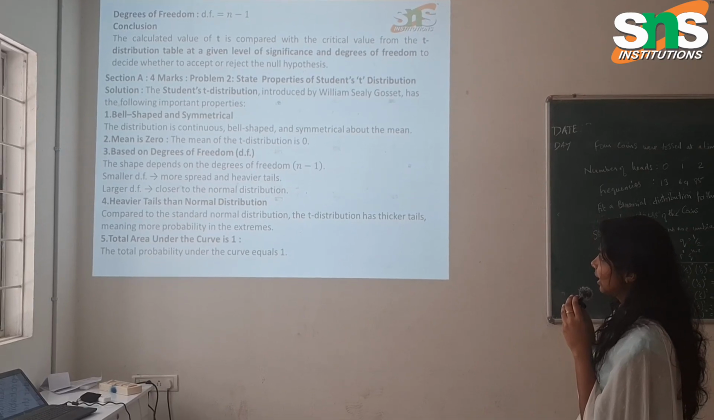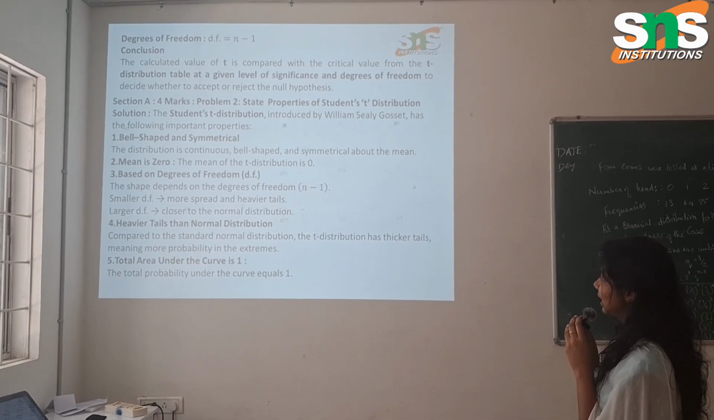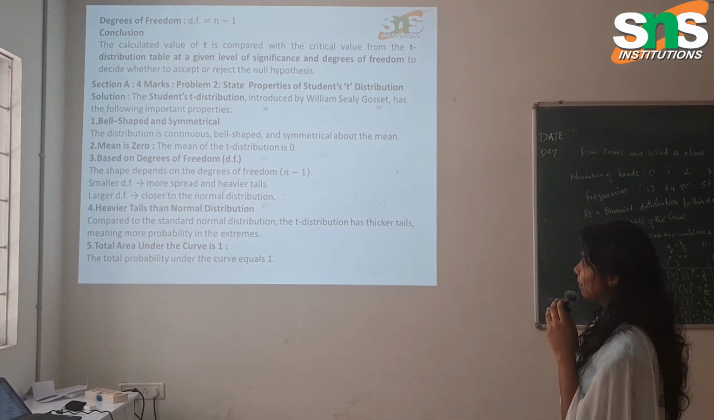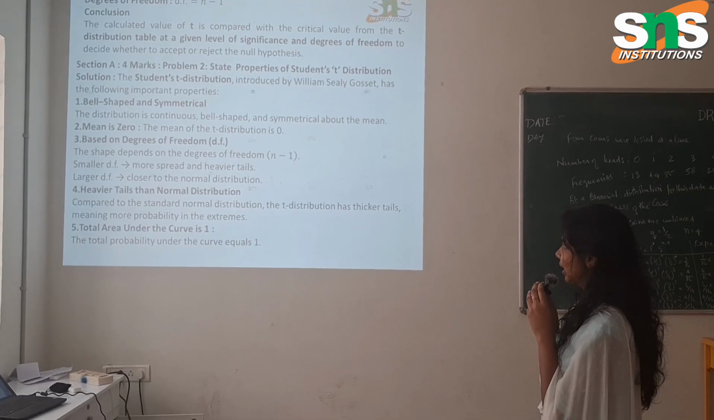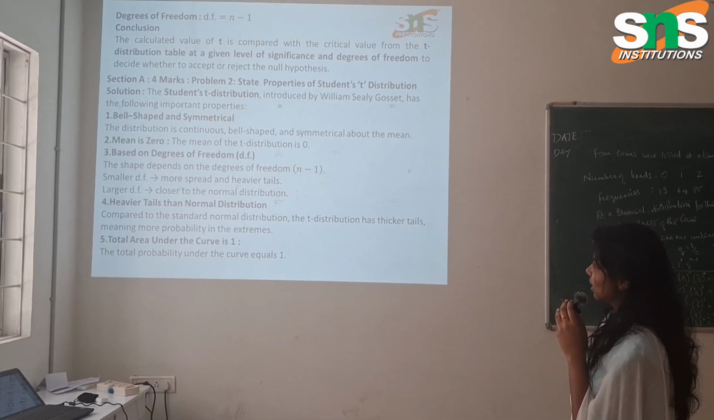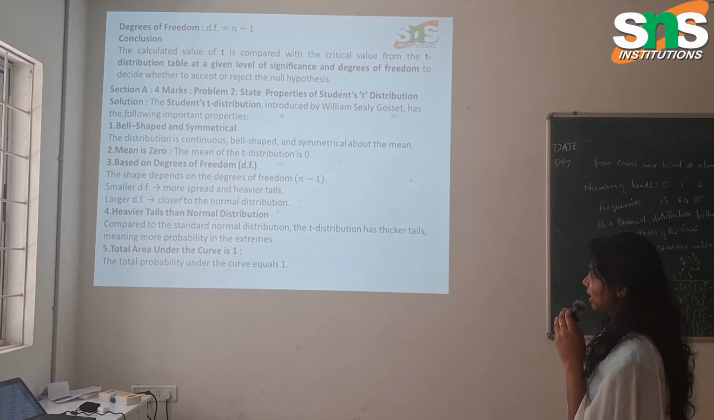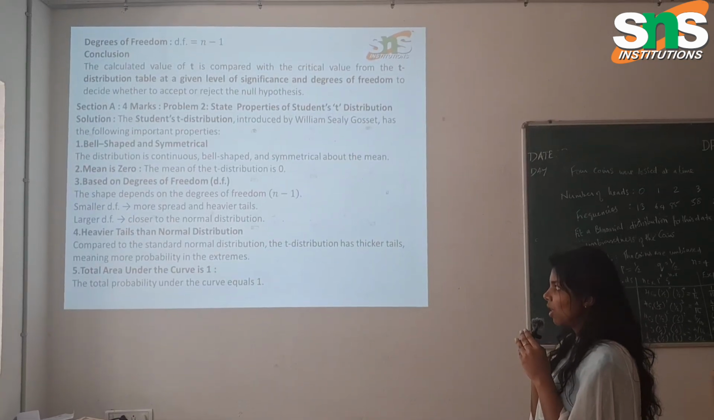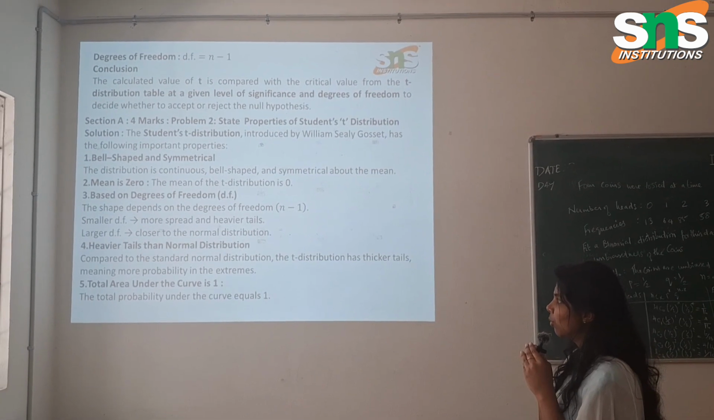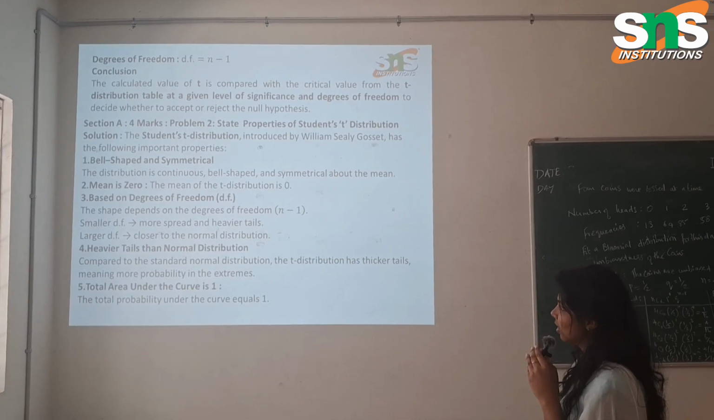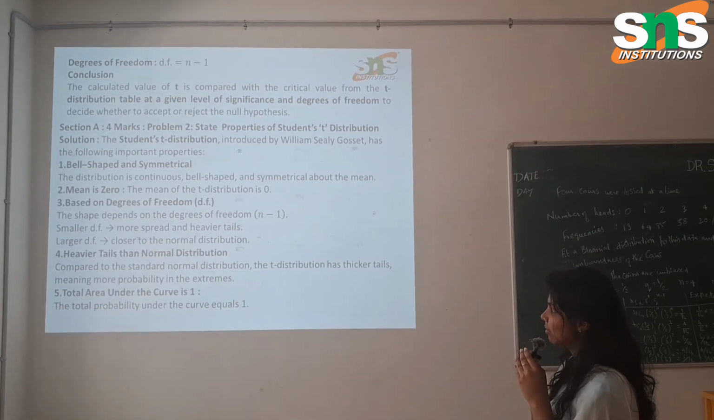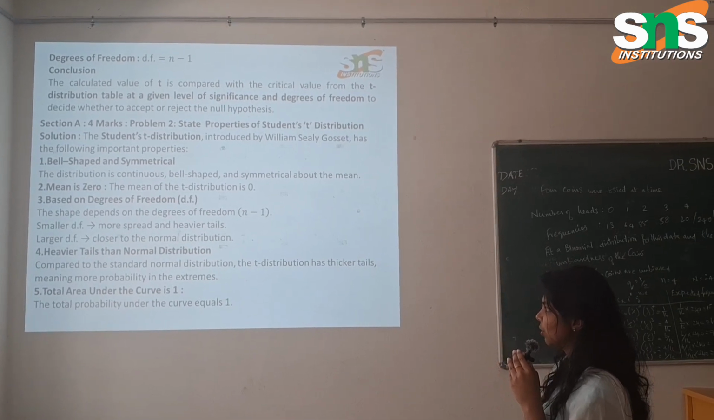Third, based on degrees of freedom, df. The shape depends on the degrees of freedom, n minus 1. Smaller degrees of freedom, more spread and heavier tails. Larger degrees of freedom, closer to the normal distribution.